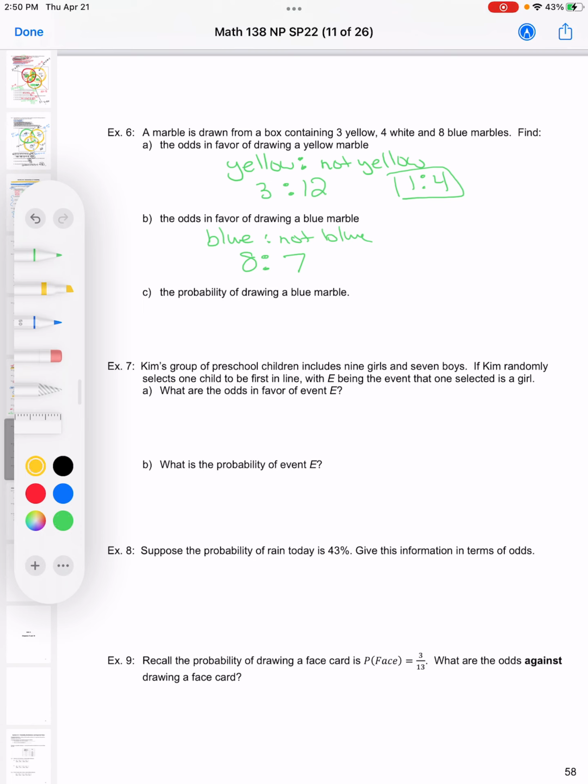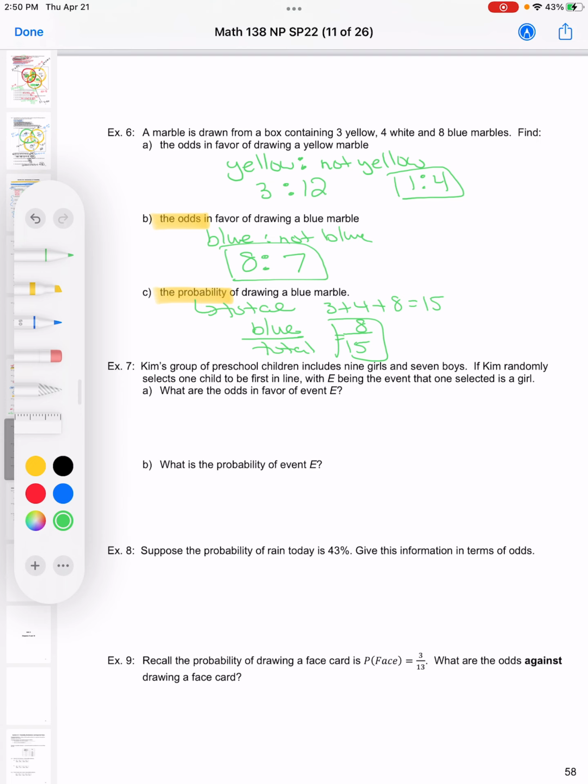Now pay attention, B and C are very similar. One asks for the odds and the other asks for the probability. The odds do not use a total. The probability is going to use the total. So I'm just going to add up, and there were a total of 15. So the probability is going to be the number of blue over the total. So it is going to be 8 over 15, and that does not reduce down.